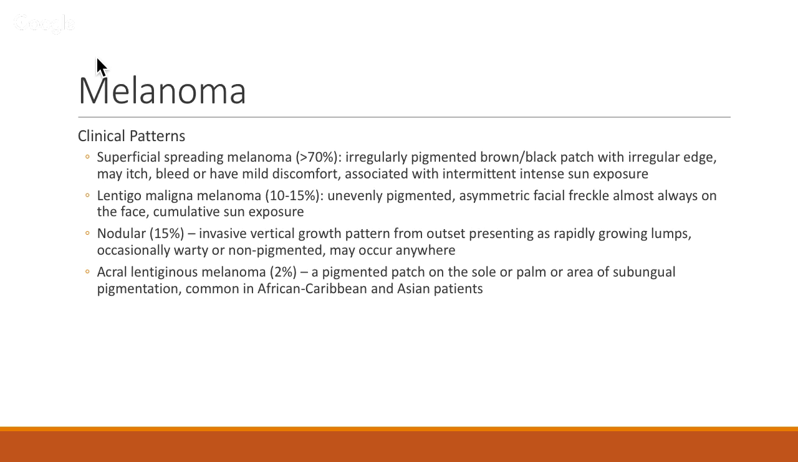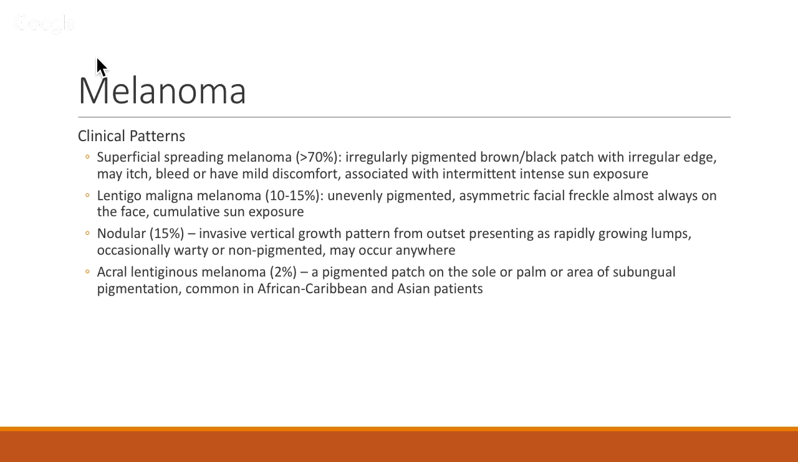So clinical patterns. Superficial spreading melanoma is the most common, and it's the lesion that we saw before with that irregularly pigmented brown or black patch, with the classical features of ABCDE, so irregular edge, variation in colour, evolution over time. It's associated with intermittent intense sun exposure. So this means that it's more found in indoor workers, and it's also in areas which are only intermittently exposed to the sun. Whereas lentigo maligna melanoma is almost the opposite, where it's due to cumulative sun exposure. So areas which are chronically exposed to the sun and therefore also found in outdoor workers.